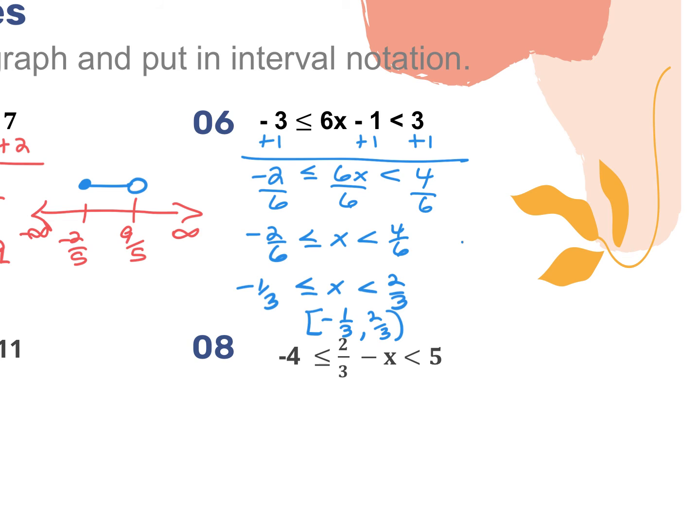And again, graph it. Least to greatest, so negative 1/3, 2/3, and again, the circles, this will be a closed up to an open. And again, remember, negative infinity is here and infinity is here.